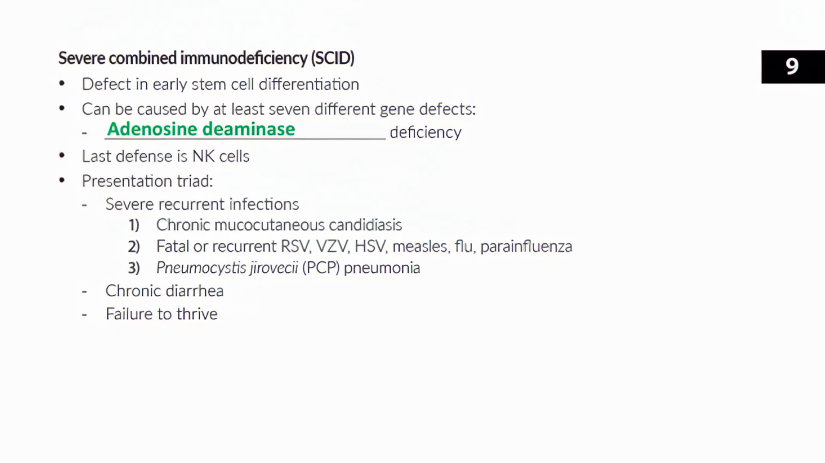Another good clue for the diagnosis of SCID is the absence of thymus. The newborn chest x-ray will show no thymic shadow, and that's a good clue.